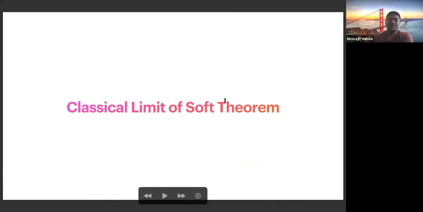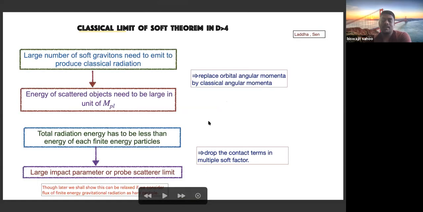Yeah, sure. Thank you. So now I'll discuss the classical limit of the soft theorem. I think this was already discussed last week by Ashoke Sen, so let me just briefly discuss. Consider d greater than 4. What the classical limit means is that a single soft graviton emission cannot be considered a gravitational wave in the classical limit. Only if at a particular frequency range a large number of gravitons, a coherent state of gravitons, is emitted can you consider this to be a gravity wave.